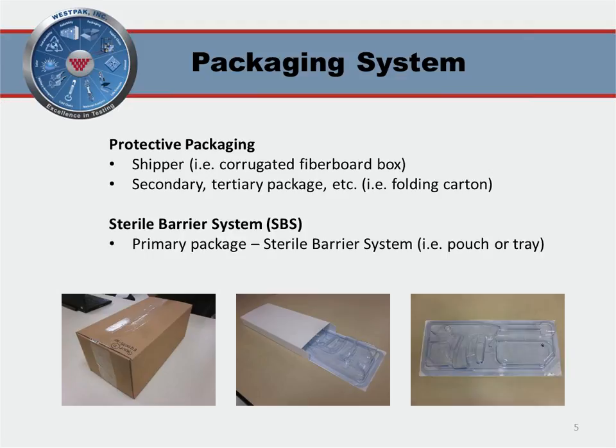Then we have the primary package. This is the first level of packaging. This is the packaging that is in intimate contact with your product. For medical devices, this is typically your sterile barrier system, or SBS for short. This is usually the breathable pouch or tray that allows for sterilization, and this is what we're going to be focusing on today: failure modes and general recommendations for sterile barrier system packaging.